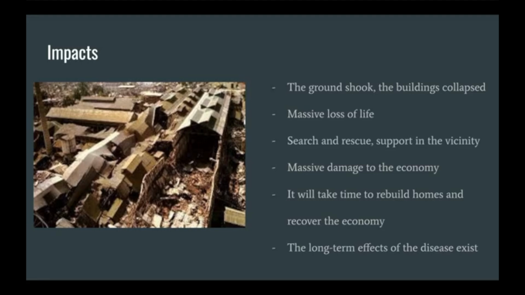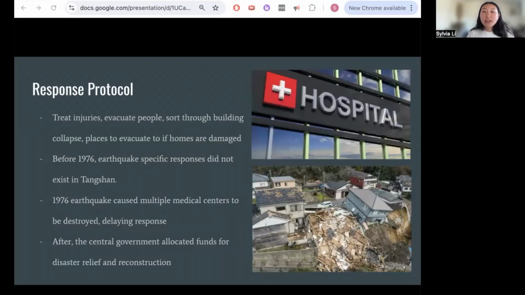This also triggered China's reform of the earthquake response and made the response to earthquakes faster. Local residents need long-term medical assistance to eliminate diseases caused by the large amounts of dust and response protocol. So immediate emergency response to treat injuries and evacuate people would be needed if an earthquake were to occur.